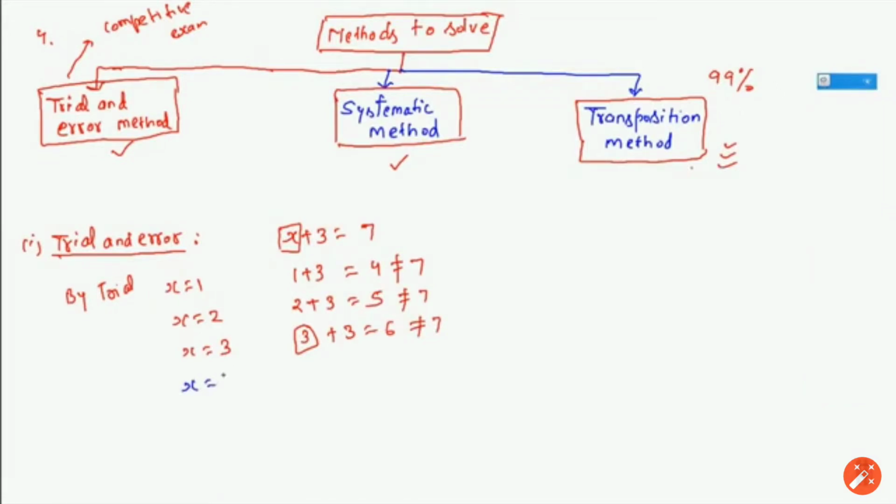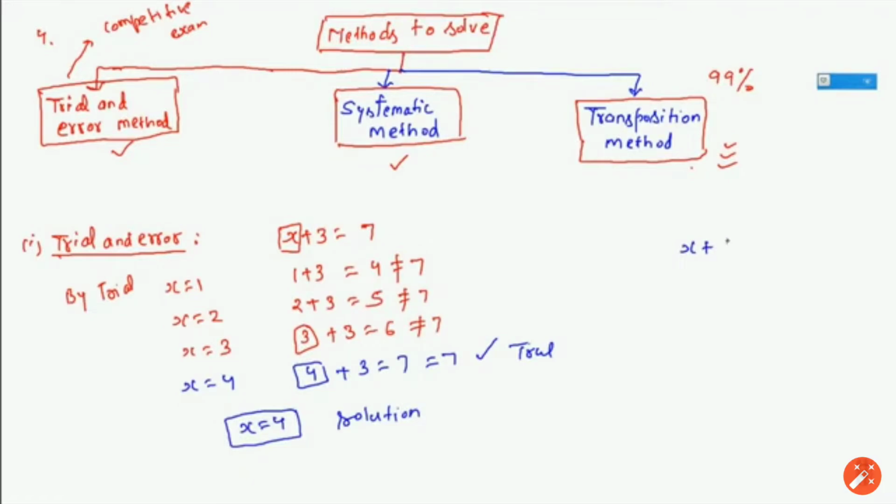If we put x is equal to 4, that is 4 plus 3 is equal to 7. It means it is the trial method, by putting the value of the variable. So x is equal to 4 is the solution of the given linear equation. Another example, we take x plus 1 is equal to 100.